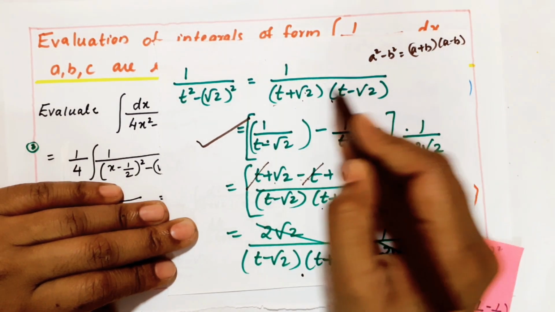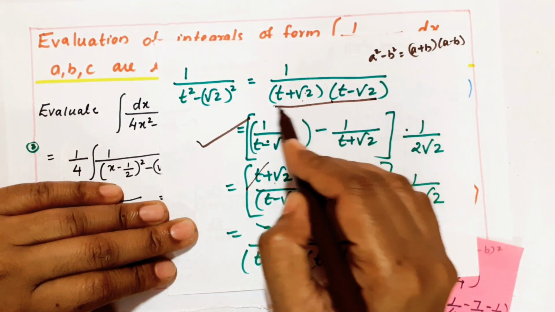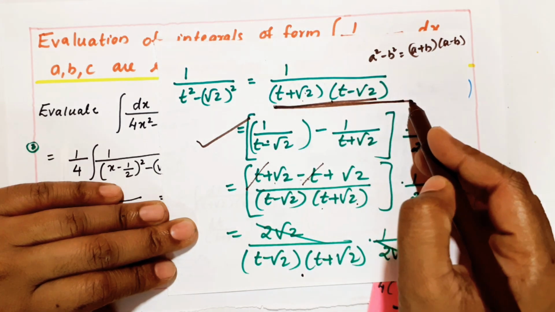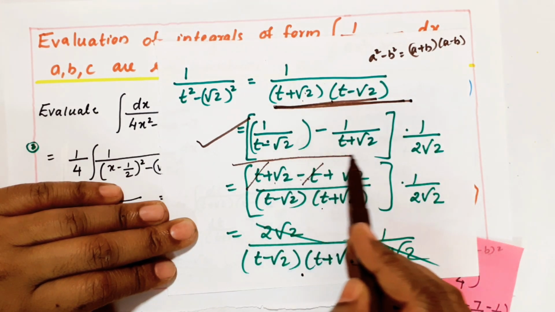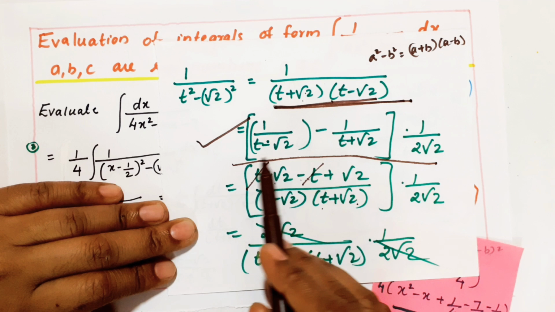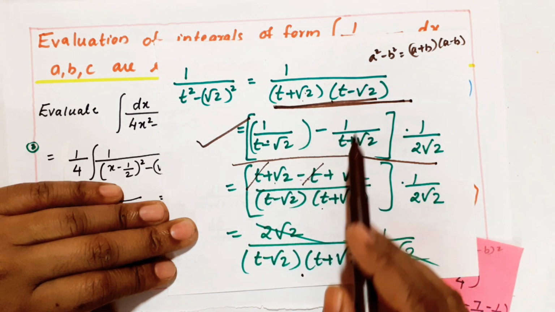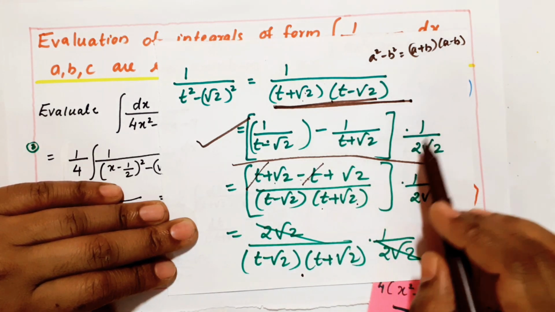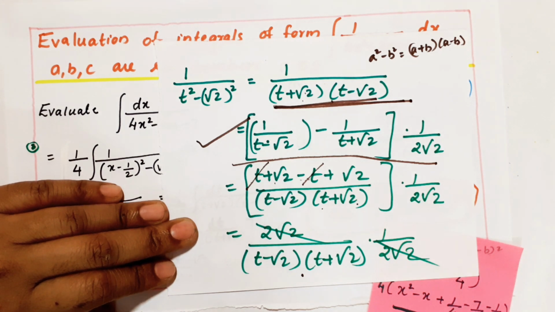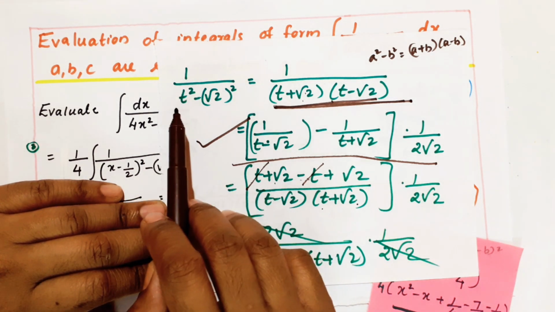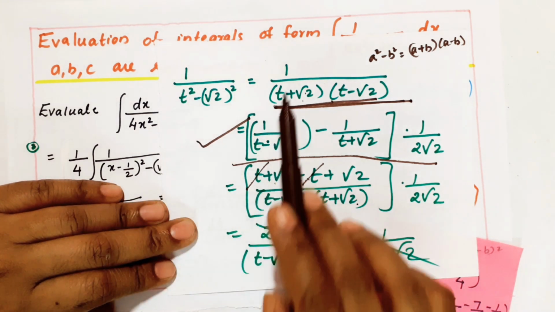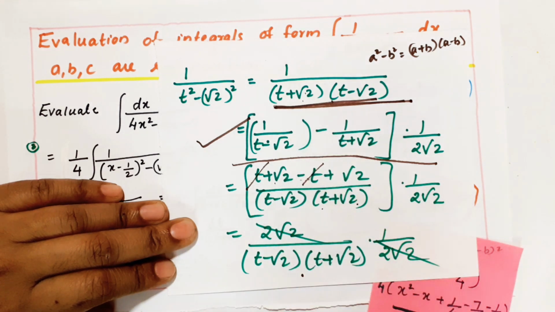So it means that 1 by t plus root 2 into t minus root 2, you can write in another form, that 1 by t minus root 2 minus 1 by t plus root 2 into 1 by 2 root 2. So what I did, okay, this is little you have to think. So I got the term like a square minus b square. I have written in the form of a plus b into a minus b. Till there is no problem. Now this denominator, the term is like this.